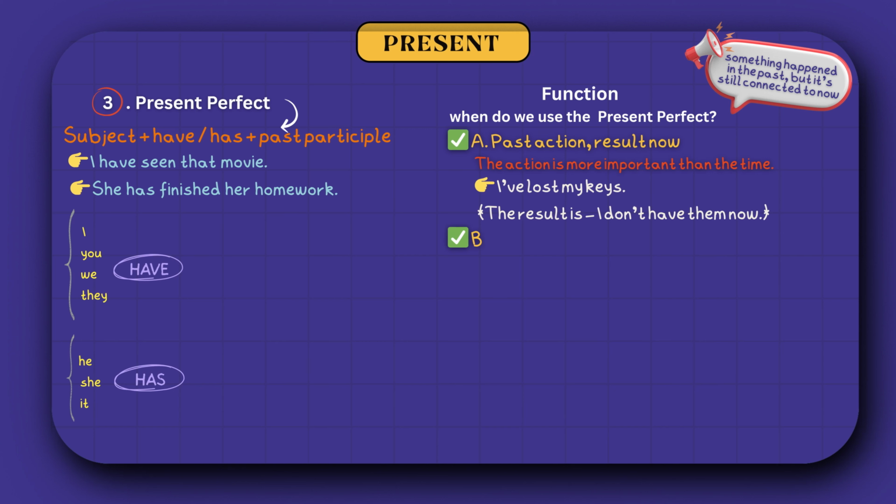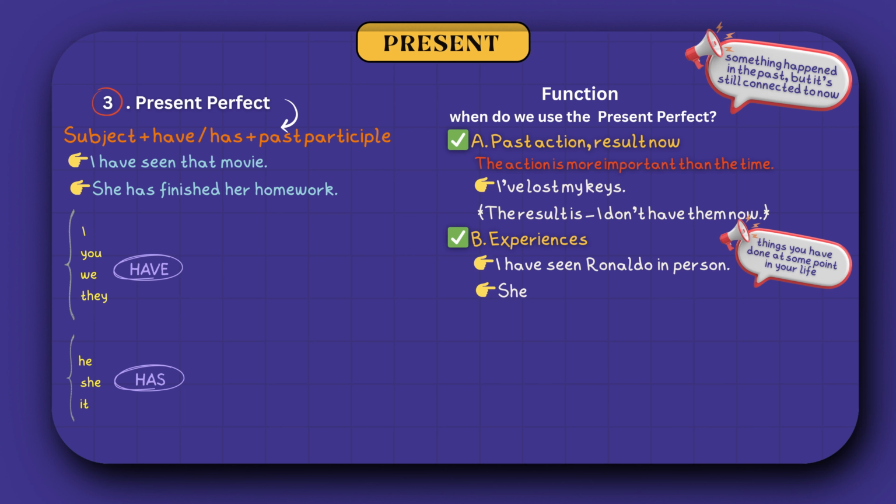B. Experiences. We also use it to talk about life experiences, things you have done at some point in your life. For example, I have seen Ronaldo in person. She has traveled to Japan. We don't say when. The time isn't important.